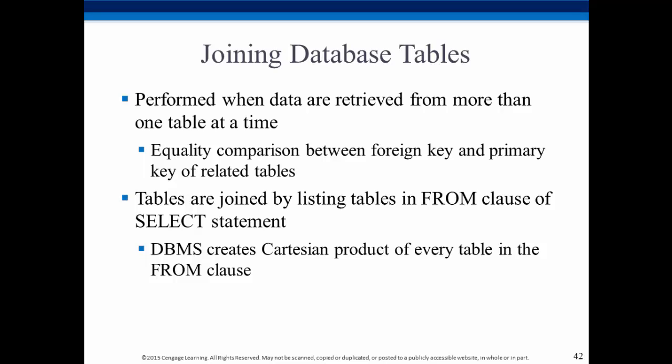Alright, joining database tables. The ability to combine or join tables on common attributes is perhaps the most important distinction between a relational database and other databases. A join is performed when data are retrieved from more than one table at a time. To join tables, you simply list the tables in the from clause of the select statement. The DBMS will create the Cartesian product of every table in the from clause.